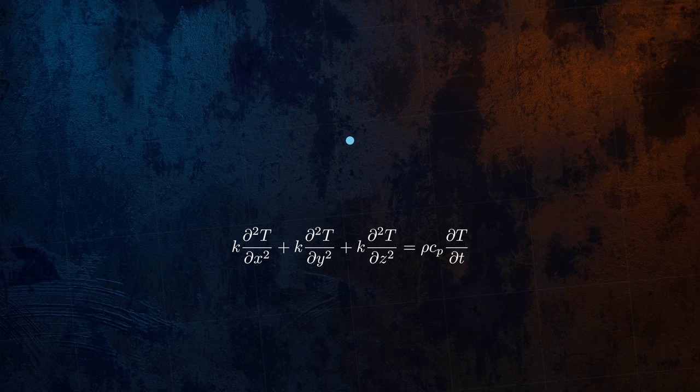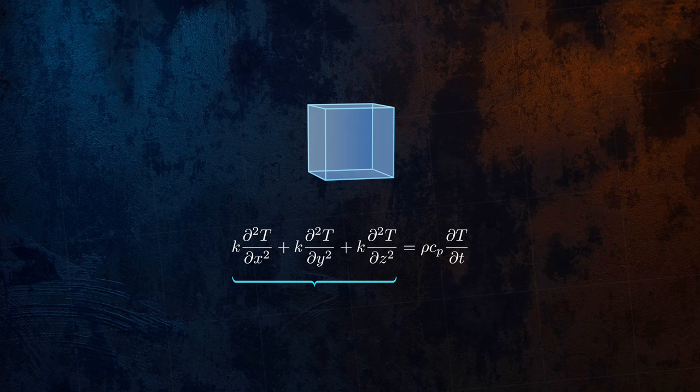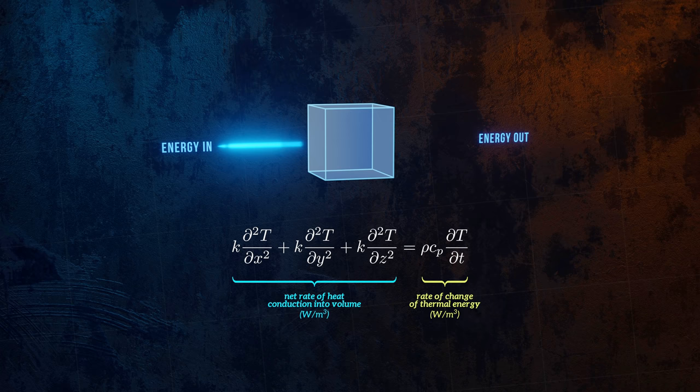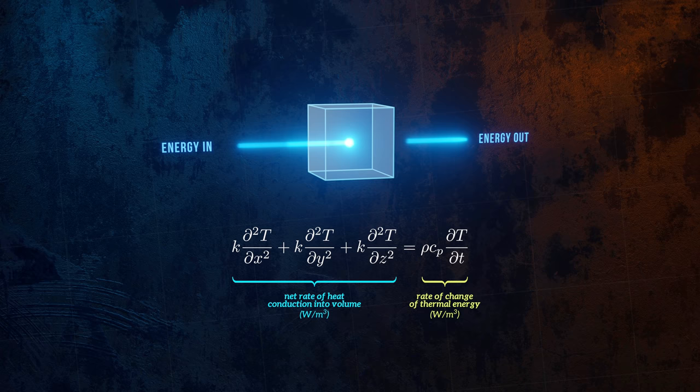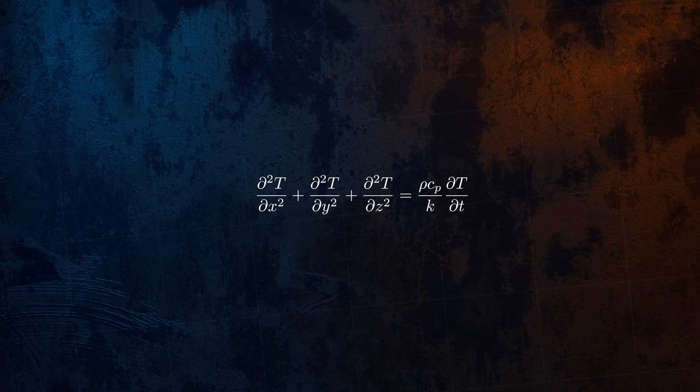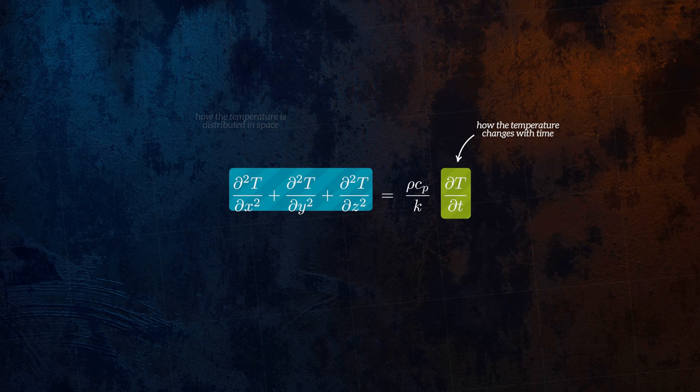Consider a single point within a larger body that we'll represent as a small volume. The terms on the left represent the net rate of thermal energy transfer into the volume, and the term on the right represents the rate of change of the energy that is stored within it. If more energy flows into the volume than flows out of it, the thermal energy it stores will increase, which results in an increase in the temperature at this point. By rearranging the equation to group all of the material properties together, we can see that the change in temperature at a single point over time depends on how the temperature is distributed around that point, and on a constant of proportionality that depends on the properties of the material.